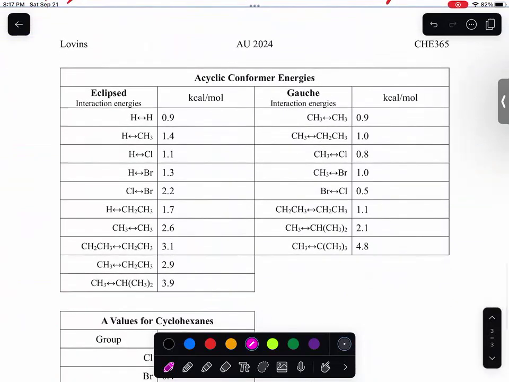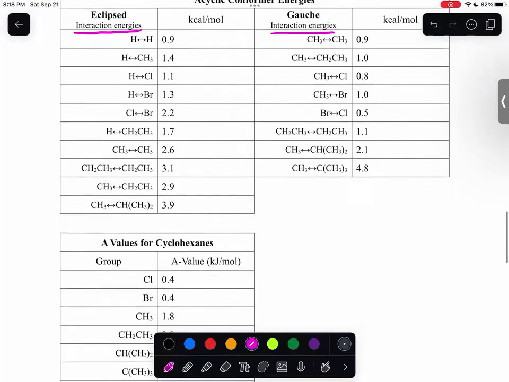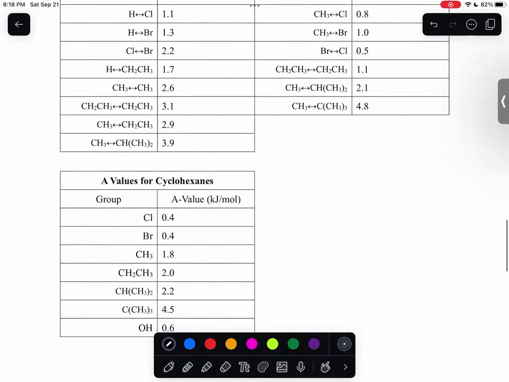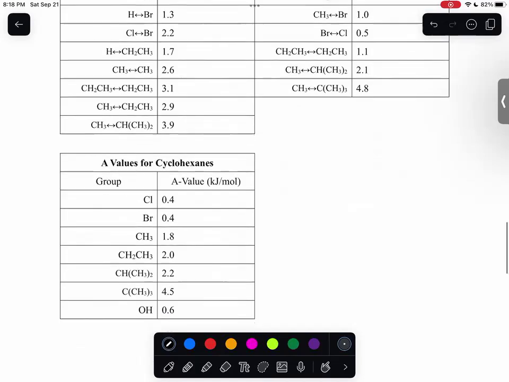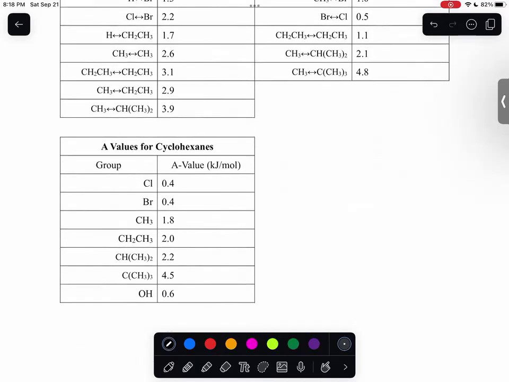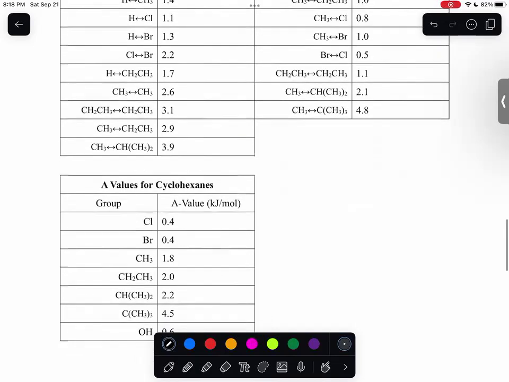Because we have things called interaction energies, all right? And these interaction energies are essentially energies that show how these things are interacting with one another. Looking at these interaction energies, they are something that we call strain. All right, we're going to get into how to use them in a second, but first we have to understand what they are. Also, these A values for cyclohexanes will be useful later. I just put the whole table in for now because we're going to reference it quite a bit.